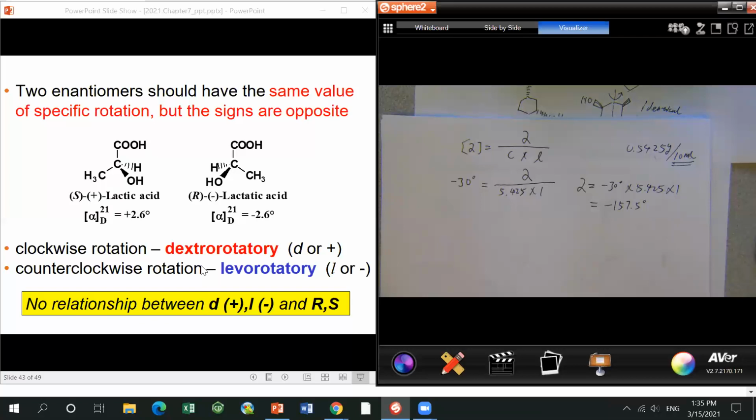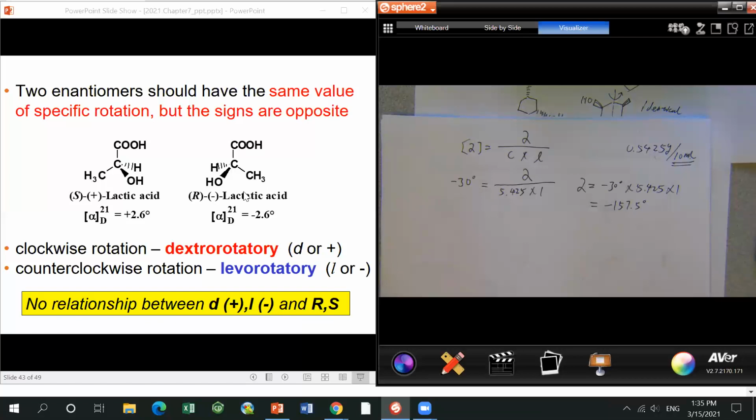And just one thing to keep in mind: there's no relationship between plus or minus and R or S. You cannot predict whether it rotates clockwise or counterclockwise just by looking at R or S. Clockwise or counterclockwise really depends on real measurement. That has nothing to do with R or S.